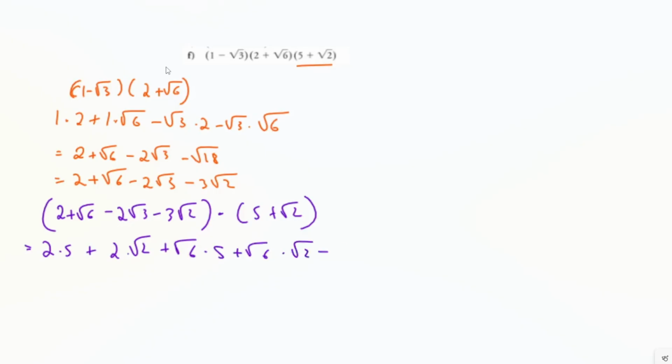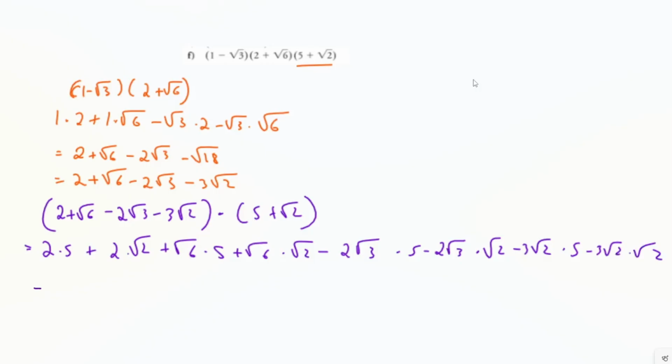minus 2 root 3 times 5. Sorry, what am I saying? Minus 2 root 3 times root 2 this time, actually. And then we're going to have minus 3 root 2 multiplied by 5, minus 3 root 2 times root 2. Okay, so we've written out everything.